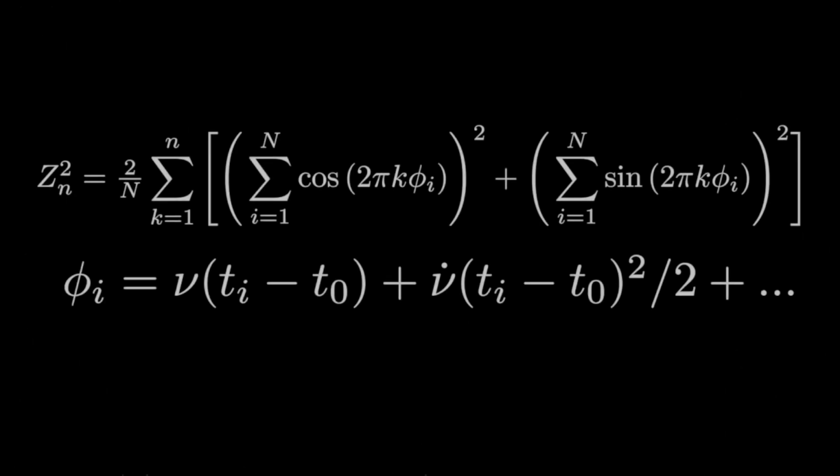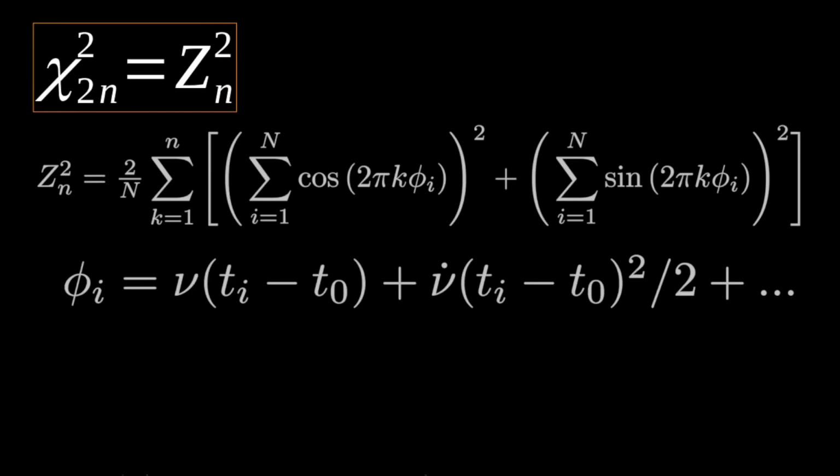And this is significant because the Zn squared statistic value is statistically equivalent to a chi-squared with 2n degrees of freedom. Again, this little n value being the number of harmonics that we are using. And to better understand where the degrees of freedom come from, you're dealing with one degree of freedom in the sum of cosine squared term, and another degree of freedom in the sum of sines squared term.